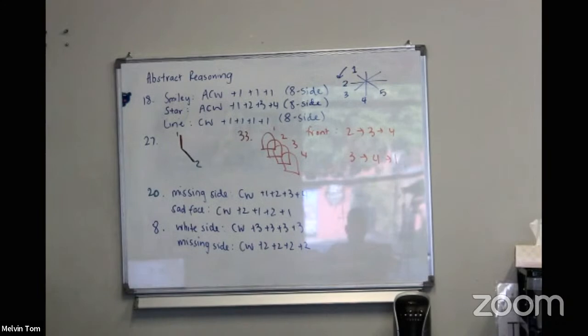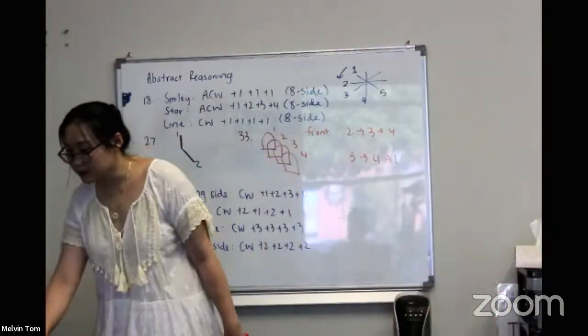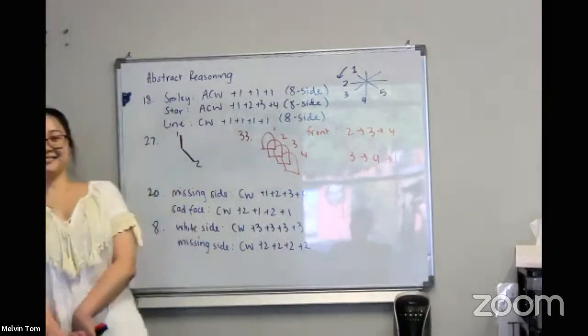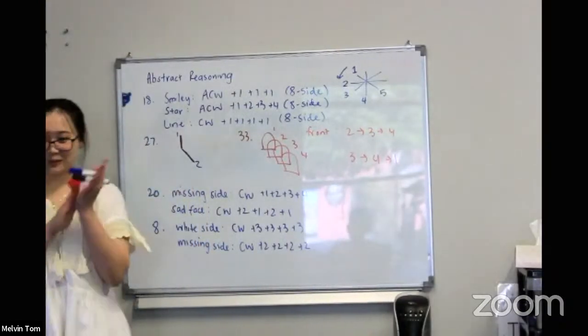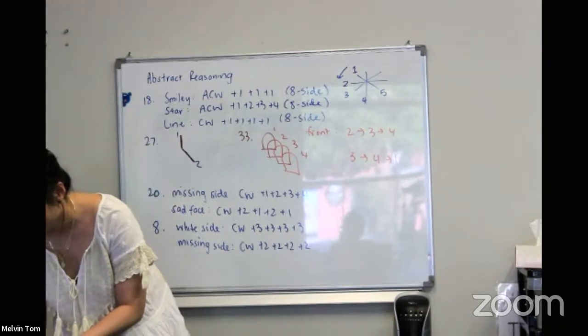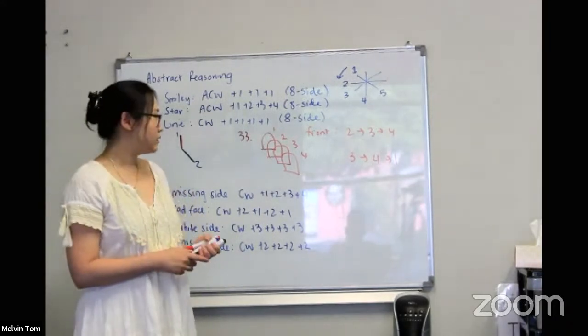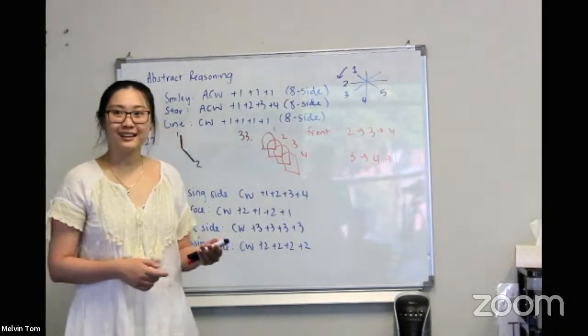But then I don't know. 2, 3, 4. 1. Okay. I think it's 3, okay? Figure out the black only.